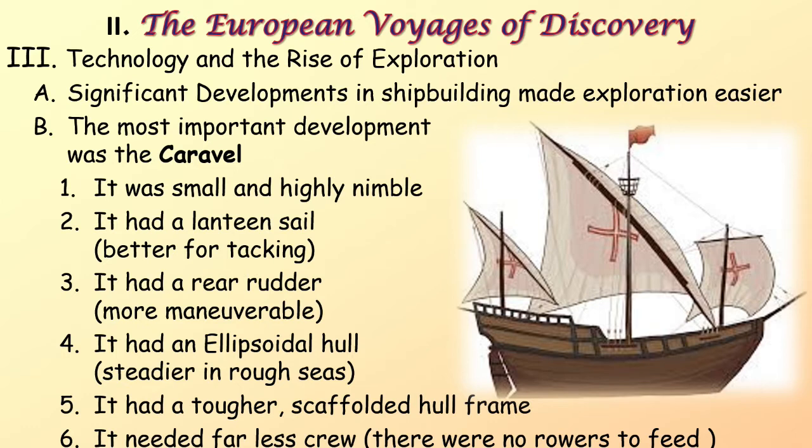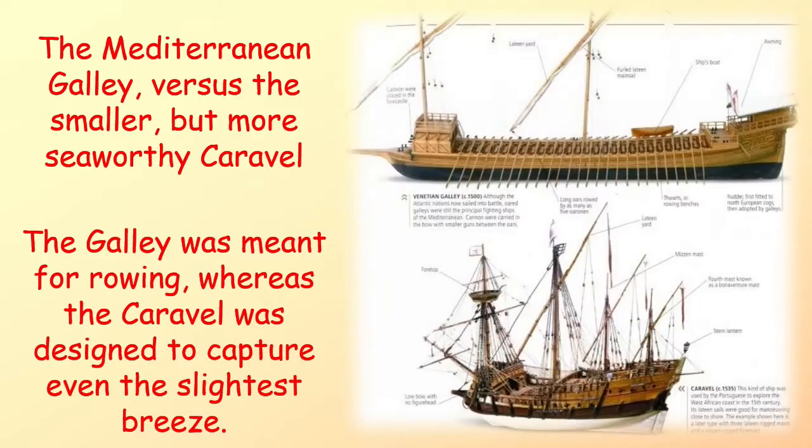Previous ships like galleys had their rudder right in the middle of the hull. Also, the Caravel had an ellipsoidal hull, and that made it steadier in rough seas. It also had a tougher scaffolded hull frame. And it needed far less crew because there were no oars, so there were no rowers to feed. It depended entirely upon wind power for its propulsion. And so the Caravel had a lot of updated features.